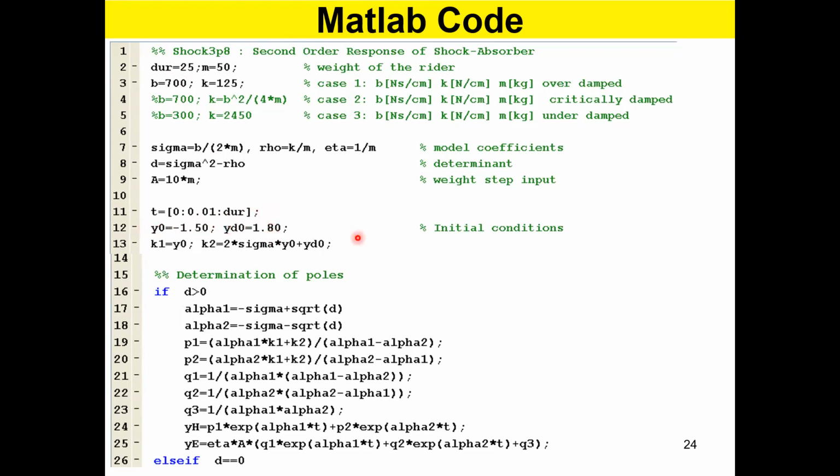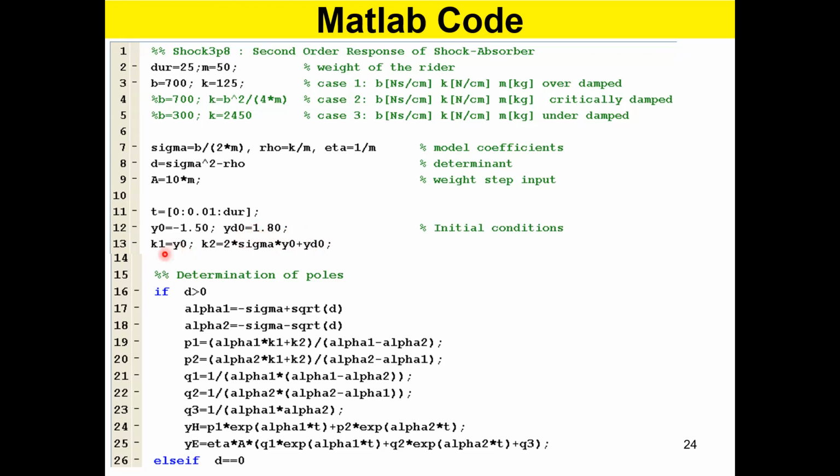Here I put some initial conditions, y0 equals minus 1.5. So when you begin the experiment, or when you jump onto the seat, it was not at rest. It was actually at minus 1.5 centimeter level, which means above the 0 level by 1.5 centimeters. And also there was a speed of 1.8 centimeters per second. So it is a positive speed, which means downward speed.